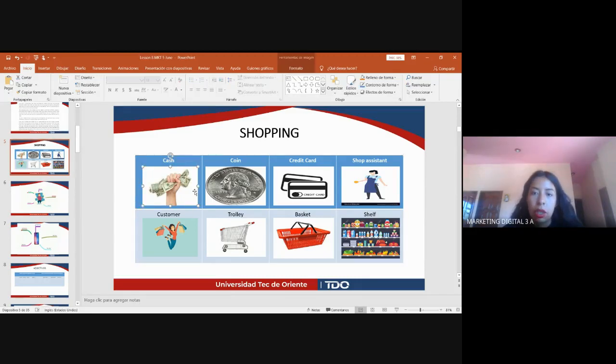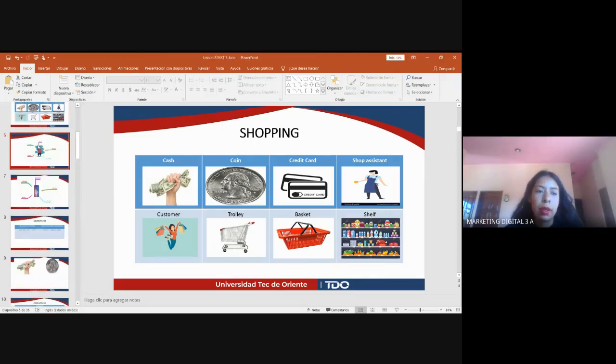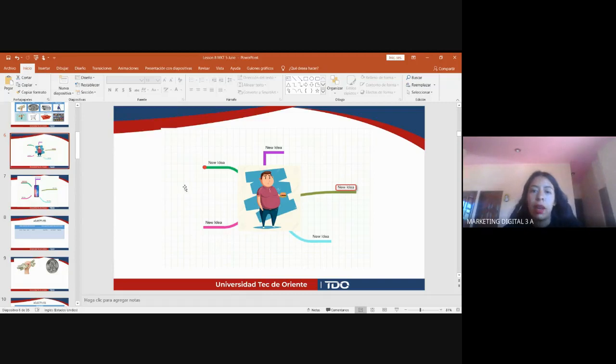So we have cash, coin, credit card, shop assistant, customer, trolley, basket, and shelf. We are going to use this vocabulary later in order to practice each word. And we are going to start with adjectives. So we have an image here. What can you say about the image? ¿Qué pueden decir sobre la imagen? Using adjectives. Por ejemplo, I could say that this guy is tall.